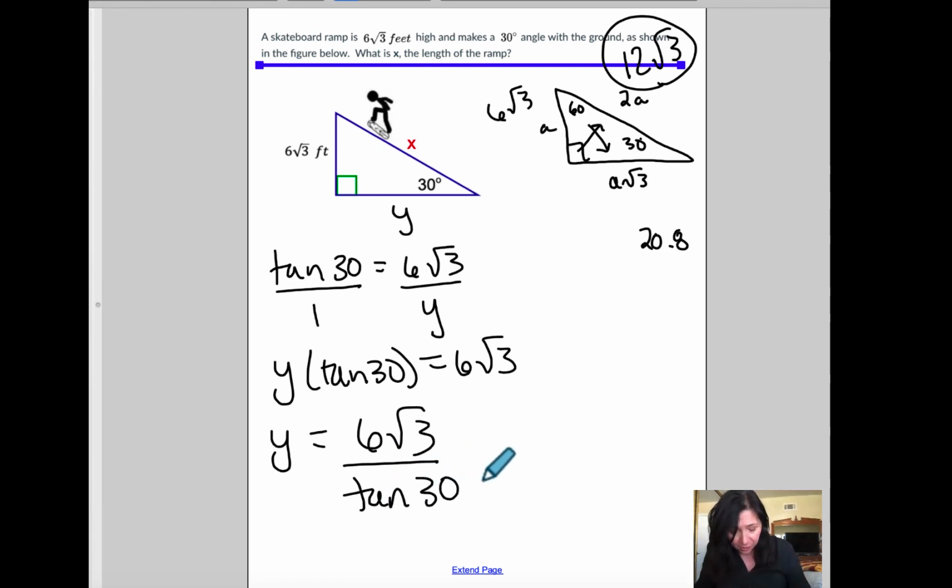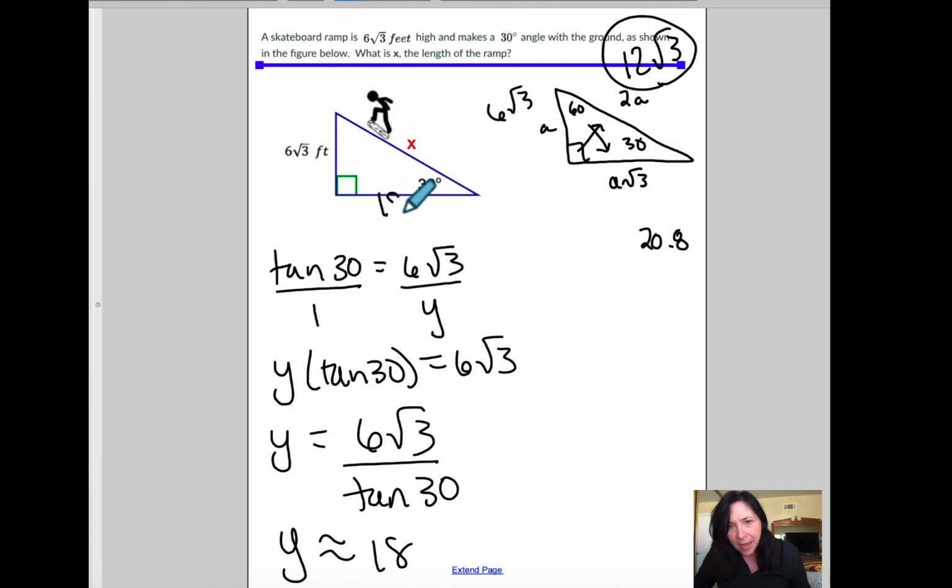Well, tangent of 30 is equal to about 0.5773. So you're going to get 6 root 3, get that number, divided by tangent of 30. So parenthesis, tangent of 30. And I get 18. So y is approximately 18. So that makes this value down here 18.